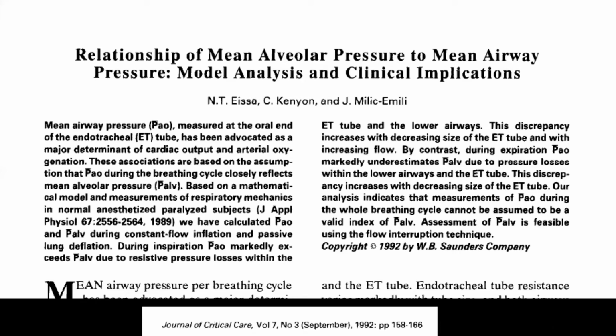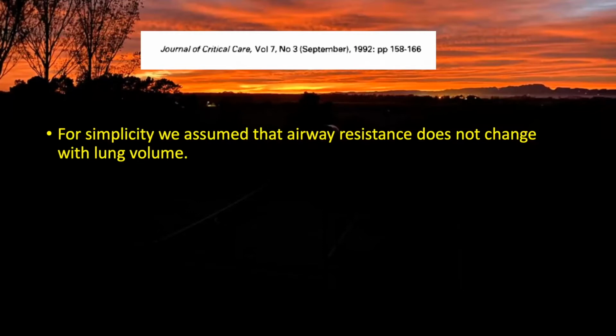This is the paper by Kenyon and EC, in which they looked at the pressures on inspiration and expiration, looked at the relationship and modeled it, and they came up with the equation I just showed you before, that airway pressure will be higher on inspiration and lower on expiration. And they came to the conclusion that the alveolar pressure was almost always higher than the airway pressure, the mean airway pressure. But when I was reading the paper, they said, for simplicity, we assume that airway resistance does not change with lung volume. And I was quite astounded by this assumption, because it is clearly incorrect.